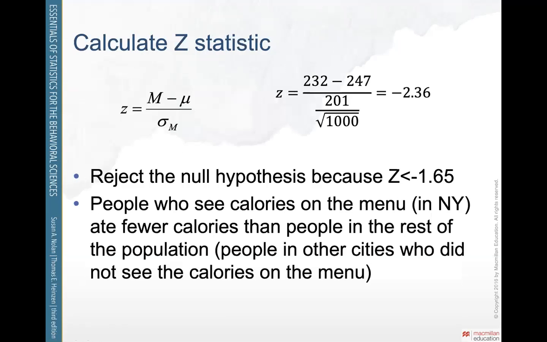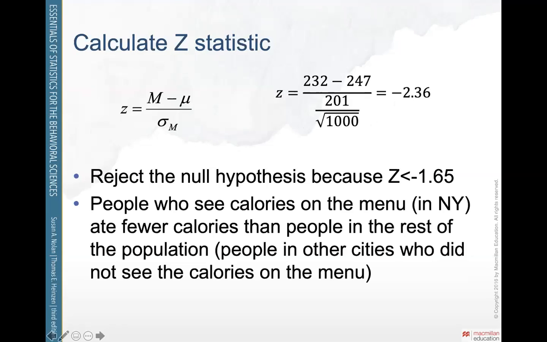So here's the math to calculate our z statistic for our sample mean of 232. Once again, we're using this formula right here. This is our sample mean of 232, our population mean of 247, 201 is our population standard deviation, and 1,000 is our sample size. We take the square root of that. When we crunch all these numbers with our calculator, we get a z-score of negative 2.36.